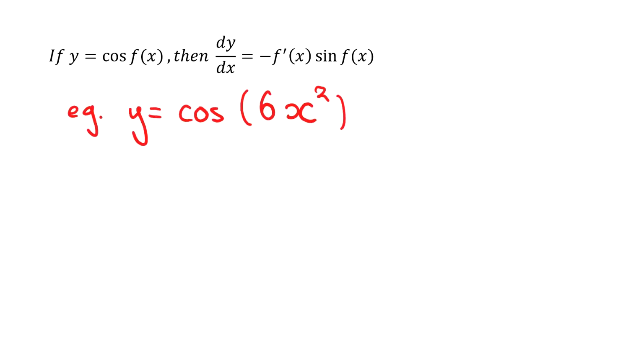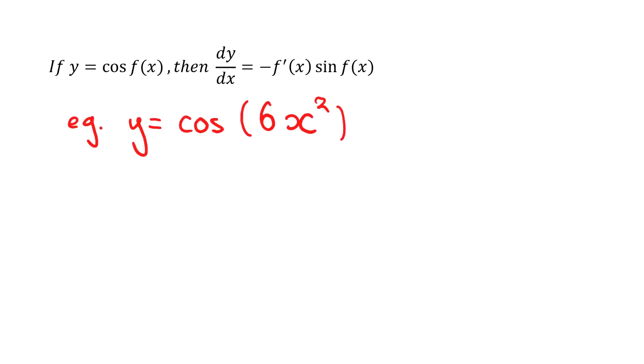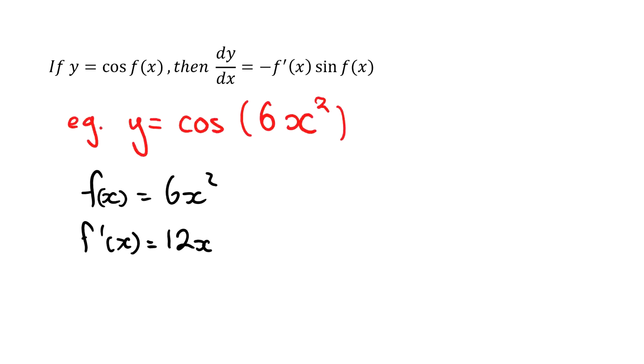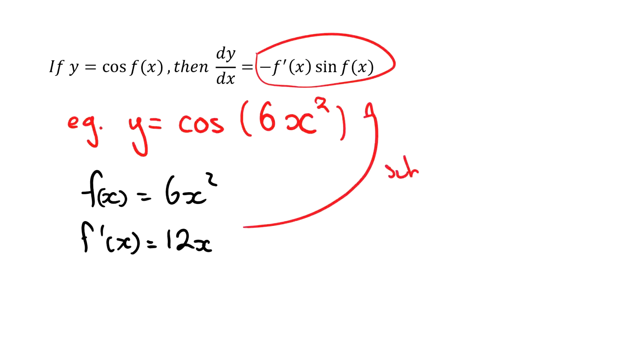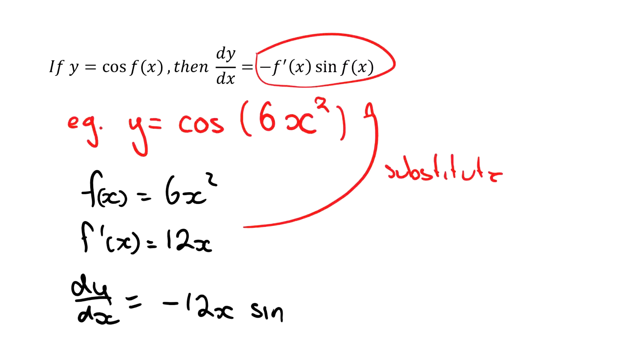All right, similar thing here, except we'll have a negative out the front this time. So again, I'm going to write down that my f(x) equals my 6x squared. The derivative of this is 12x. And then again, going up here, we're going to substitute these up here. So what we get is dy dx equals the negative derivative, so negative 12x sine f(x), which was 6x squared.